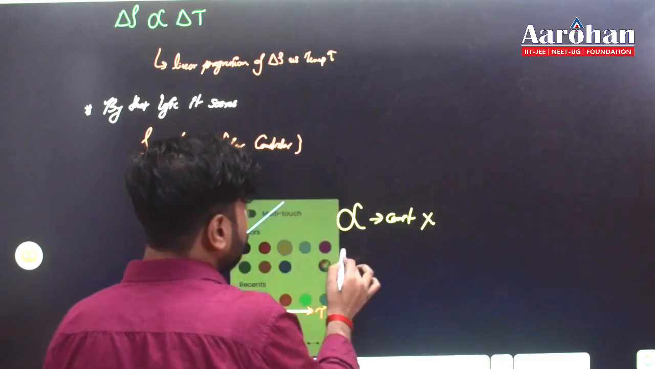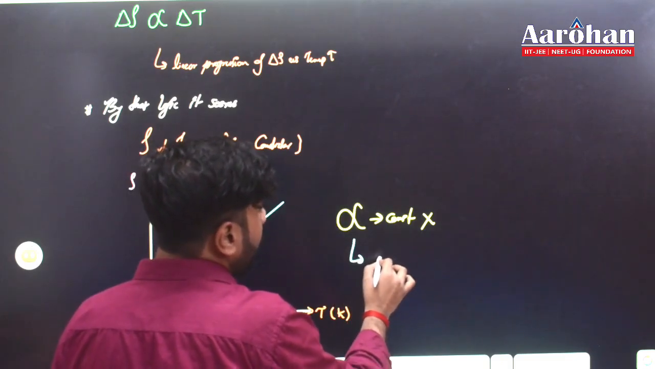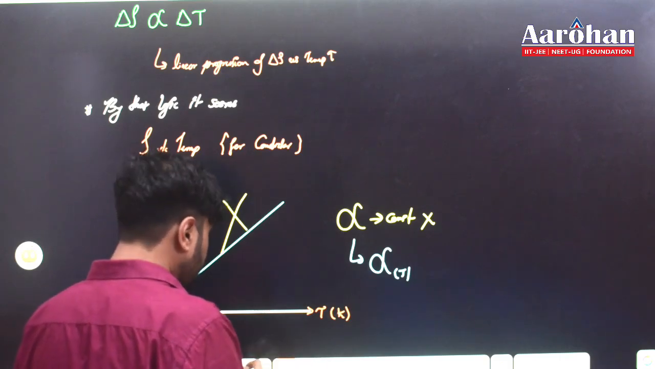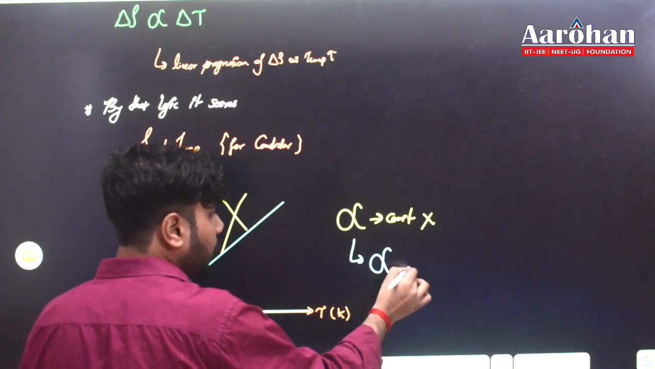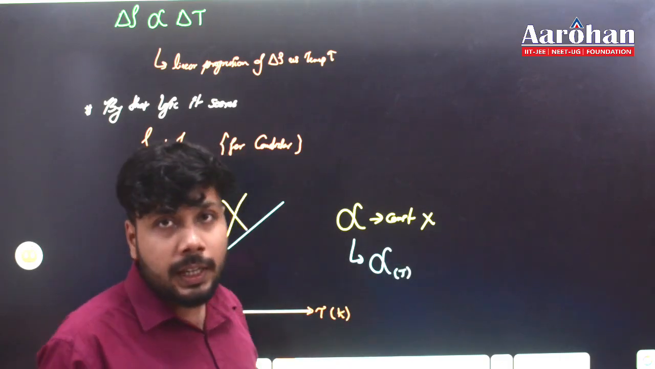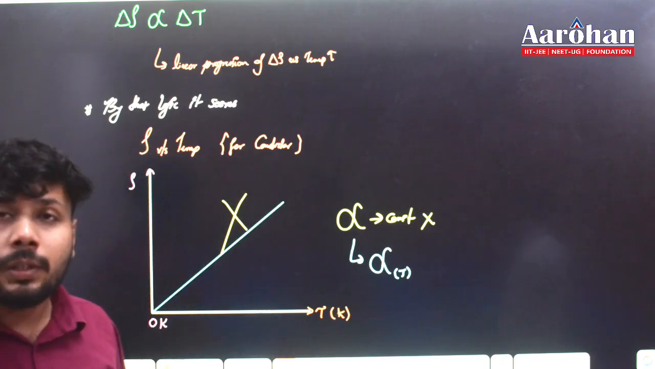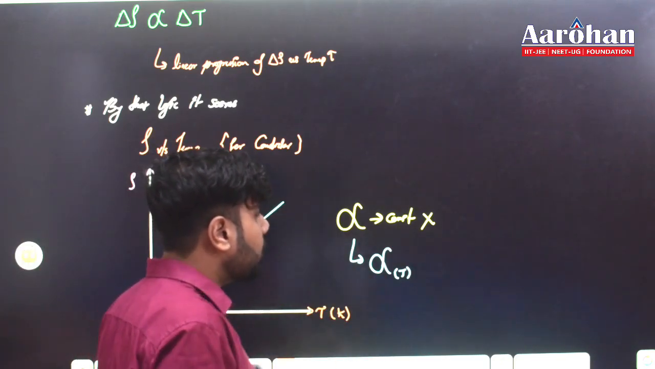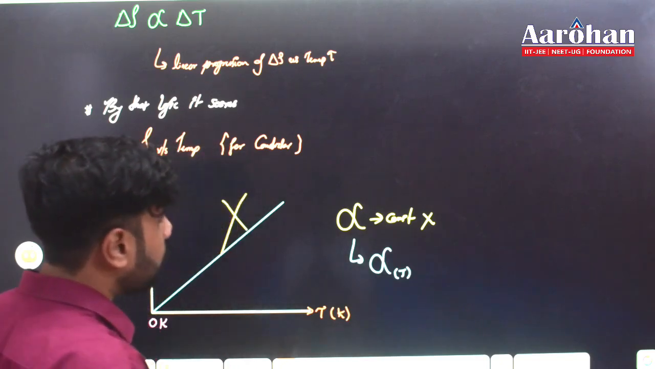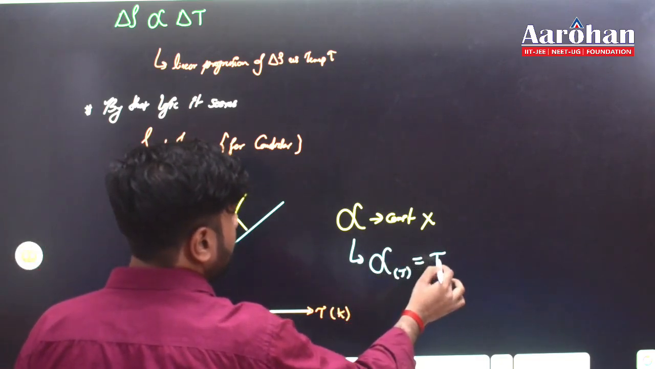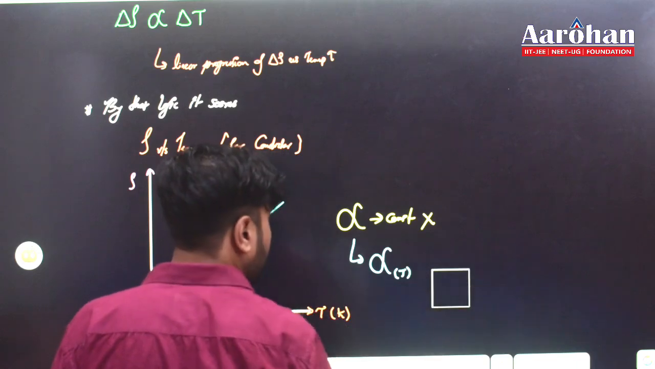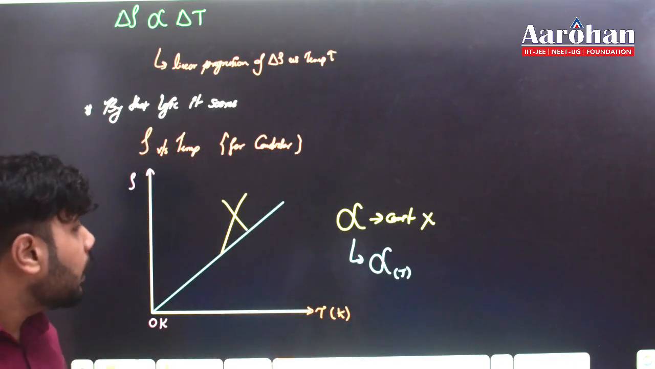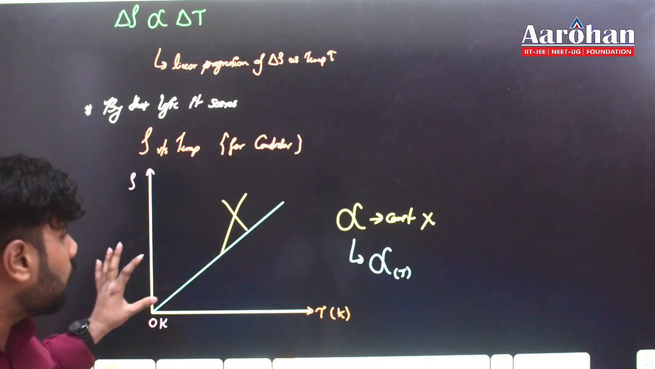Alpha is also a function of temperature, and how it depends on temperature, that you cannot simply write. I cannot simply say that alpha is directly proportional to temperature, or it increases linearly, or decreases exponentially, whatever you want to say. It does not follow any particular law.